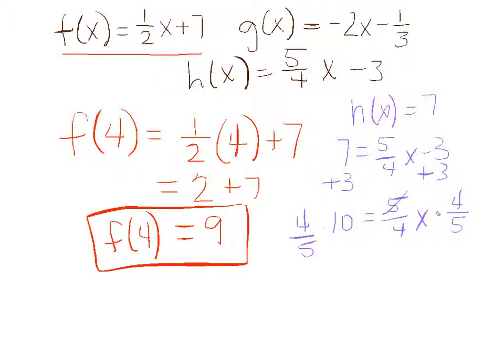I have a 5 in the numerator and a 5 in the denominator. That makes a fancy 1. These 4's also make a fancy 1, so I'm left with x. And then I'm going to do the 10 divided by 5 part first. 10 divided by 5 is 2, and then 2 times 4 is 8. Notice I would get the same thing if I multiplied across and did 4 times 10 is 40 divided by 5. 40 divided by 5 is 8 as well. So you could get the same answer in a couple different ways.